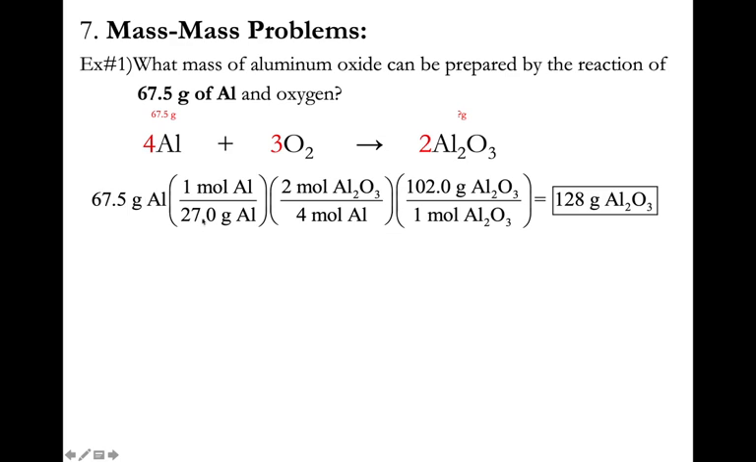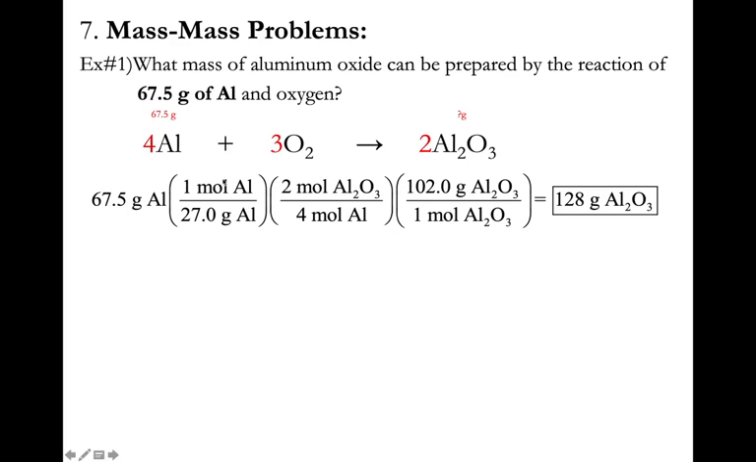You'll find that the molar mass of aluminum is 26.98. Let's round that up to 27 since it's so close. So if I take 67.5 and divide it by 27, I now have my moles of aluminum. And you'll notice that this here and this here cancel out.